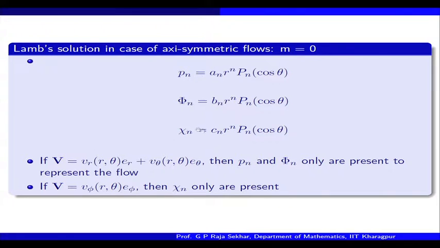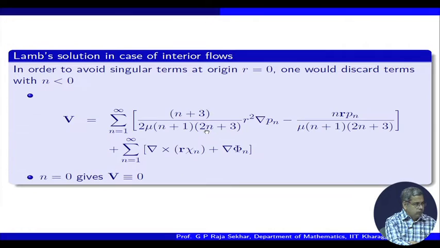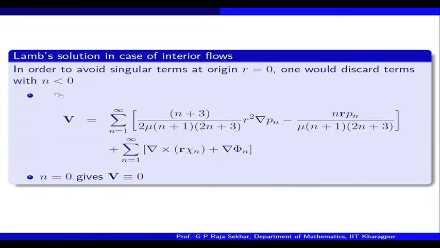So, these are some quick remarks. Now, for the case of interior flow, we avoid singularity at the origin. Therefore, one would discard terms of negative order, because they give singularities. Correspondingly, you see the summation is from n equals 1 to infinity, and n equals 0 in particular gives identically 0 velocity. So, this is the case of interior flows.